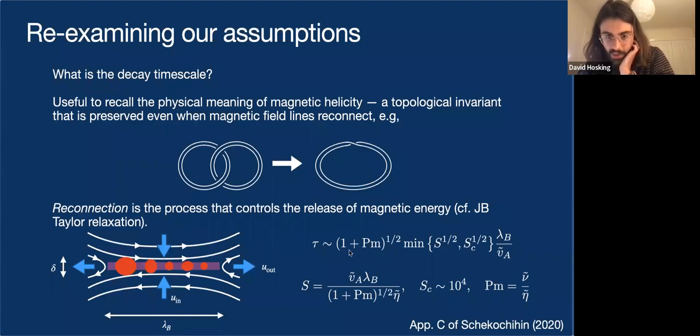And so the fully generalized version is to put a factor of (1 plus the Prandtl number) to the half. So if the Prandtl number is small, you just get the same thing that I had before. If the Prandtl number is large, there's just a Prandtl number to the half factor here, and then S is also corrected by a Prandtl number. So again, in the large Prandtl number case, things do again depend on the resistivity of the medium, but only via the Prandtl number. Those scalings are derived in Schekochihin's review of MHD turbulence in one of the appendices. Okay, so that's the decay timescale.